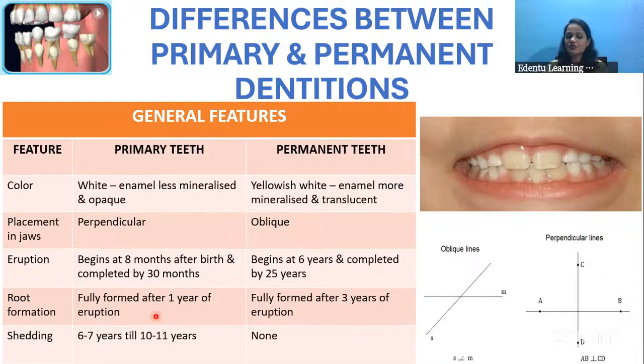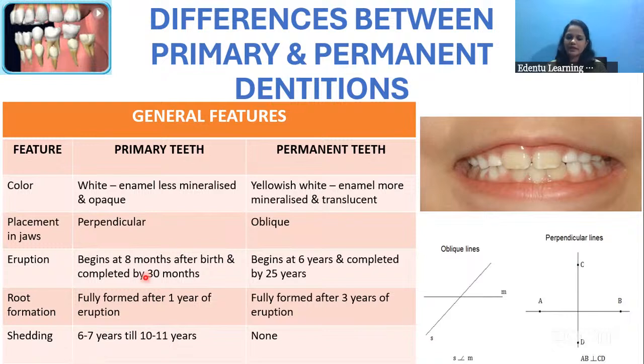Now, coming to the root formation. The primary teeth have very small roots, so after eruption of the tooth, it just takes 1 year to complete the root formation. But a permanent tooth has a more complex and longer root, so in the permanent dentition, the root formation is usually completed after 3 years of eruption.